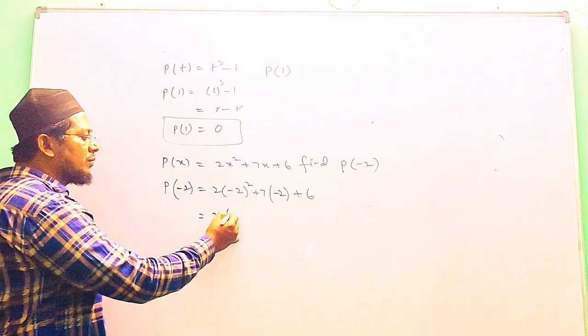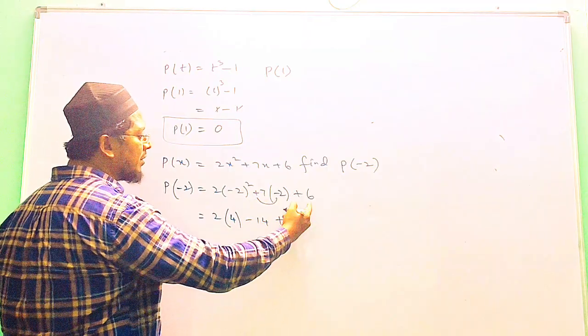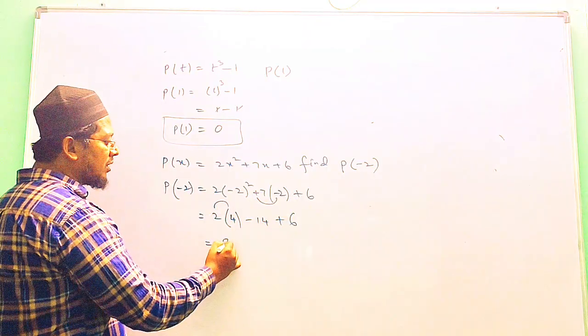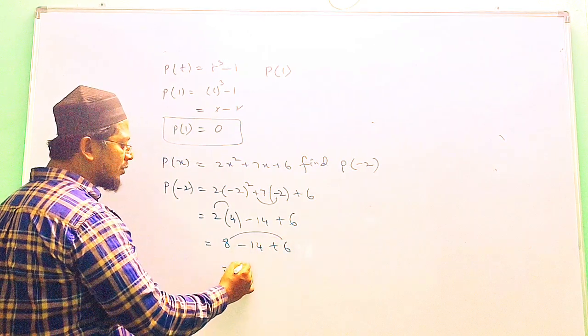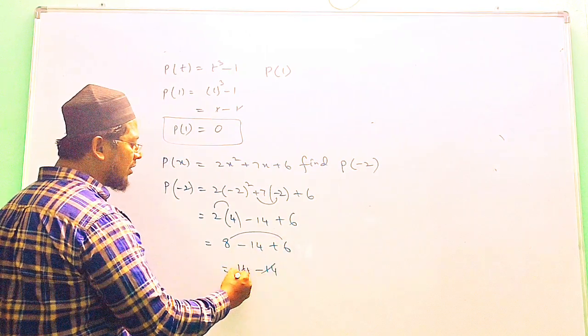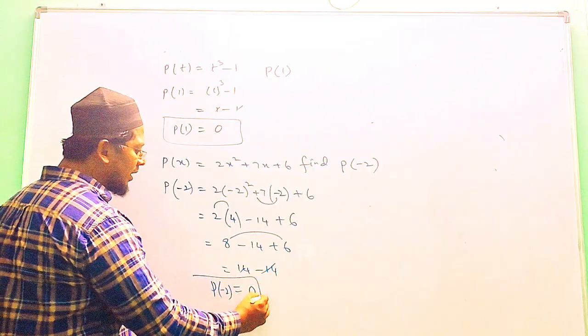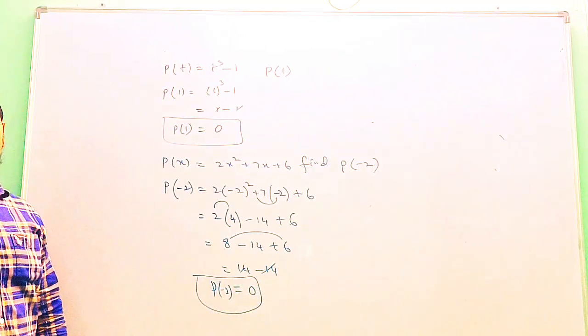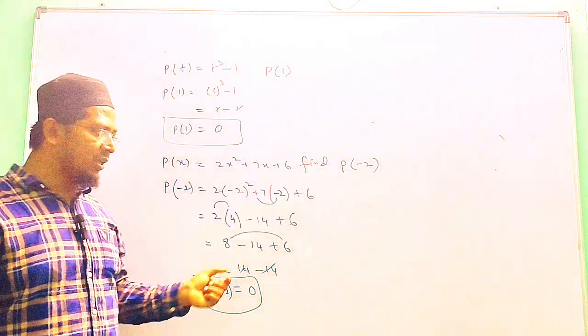So 2 into 4, plus 7 into minus 2, that is minus 14, plus 6. 2 fours are 8, minus 14 plus 6. So 8 plus 6 is 14, and 14 minus 14 is equal to 0. So what is P of minus 2? Again we get the answer 0. So the value of the polynomial P of minus 2 is 0.